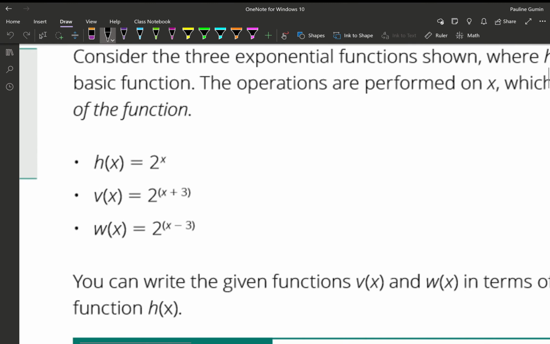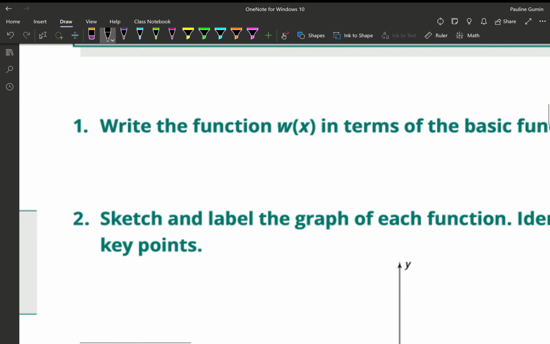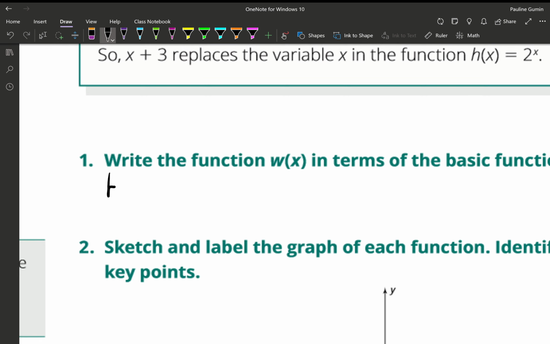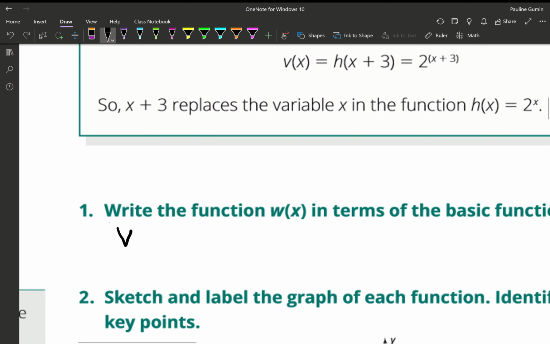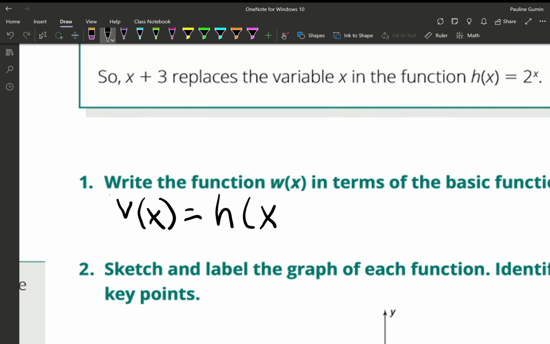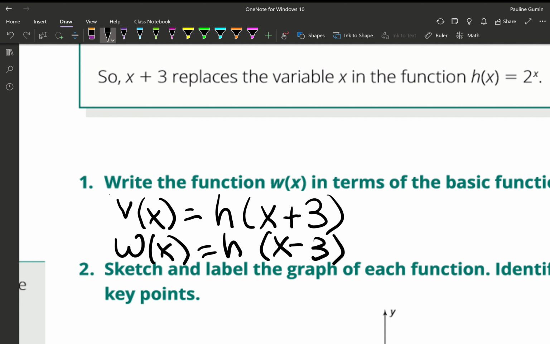Okay, so here are three functions that we're going to look at. The most basic one is h of x, just like last time. Now we have v and we have w. V has a plus 3 in the exponent. W has a minus 3 in the exponent. What that means is we are taking v of x, and it's going to be h with a plus 3 inside its parentheses. For w, it's going to be h with an x minus 3 inside its parentheses.